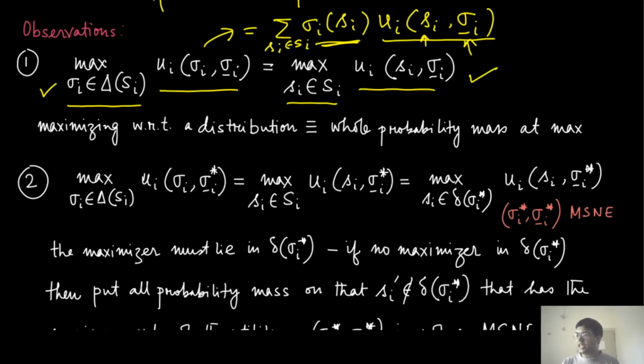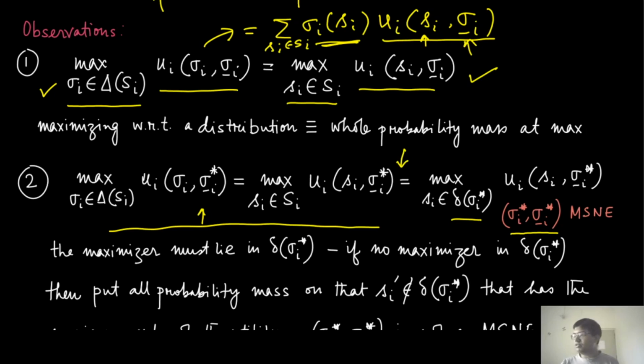The second observation: the first equality is essentially from the previous observation itself. The difference is that now we are considering a mixed strategy Nash equilibrium. So consider sigma i star, sigma minus i star to be a mixed strategy Nash equilibrium. Then of course this equality holds, coming from the previous observation. Additionally, it says that the maximum value is attained when you choose s_i from the support of sigma i star. So the maxima should live inside the support, not outside it. And the argument is quite obvious.